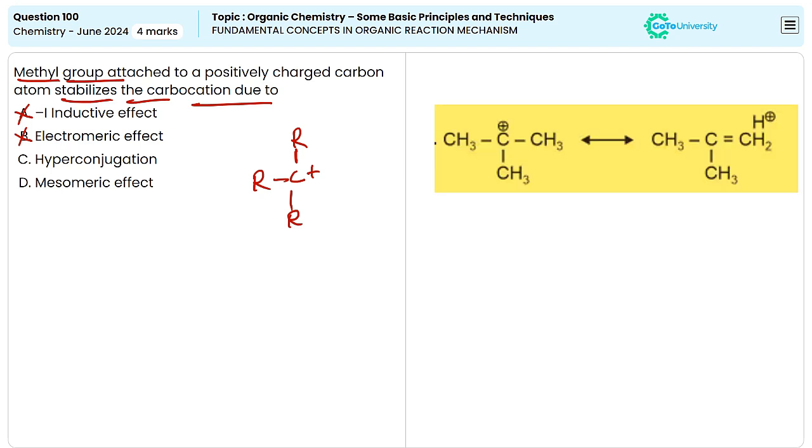We can draw the diagram as given here. Due to the hyperconjugation, the carbocation, which is a tertiary one, will be highly stable. So the correct answer is hyperconjugation.